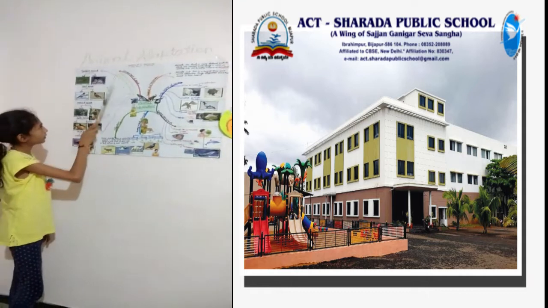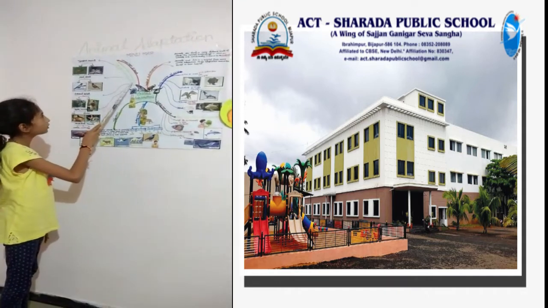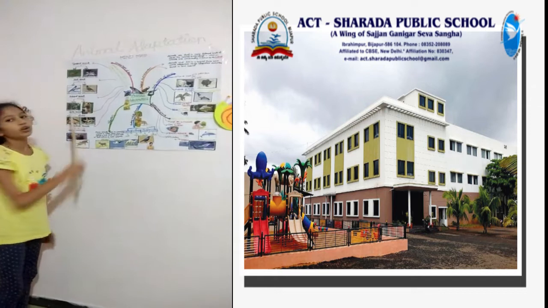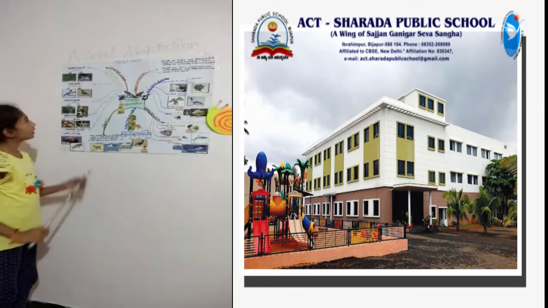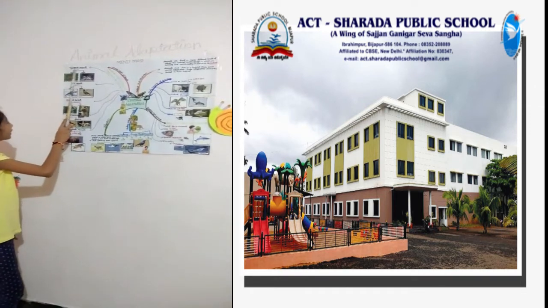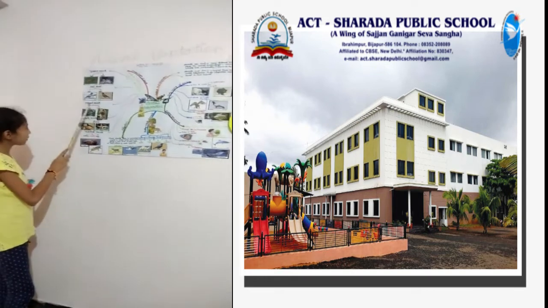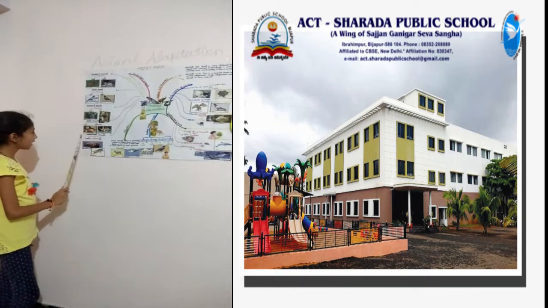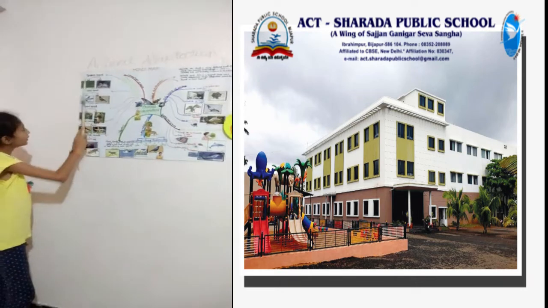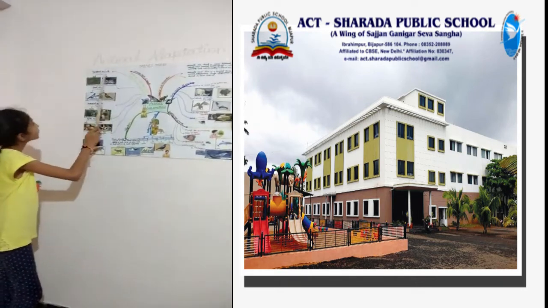Locomotor organs of animals. Animals move around in search of food, shelter and also to escape from their enemies. Like terrestrial animals, aerial animals, arboreal animals, aquatic animals and amphibious animals. These are the locomotor organs.